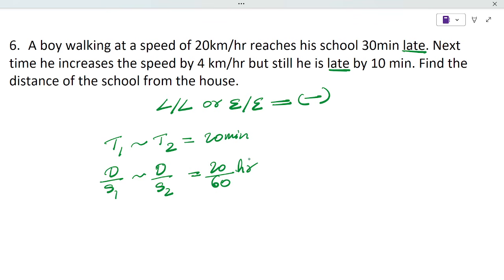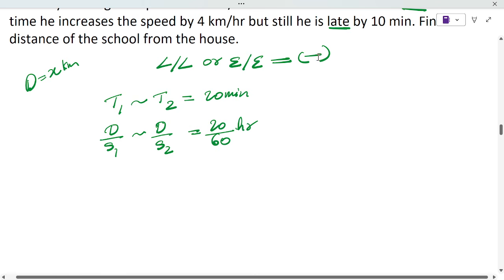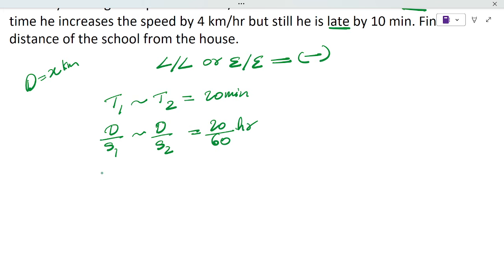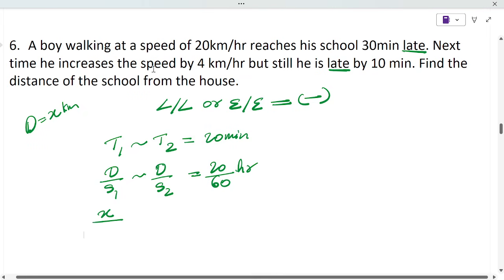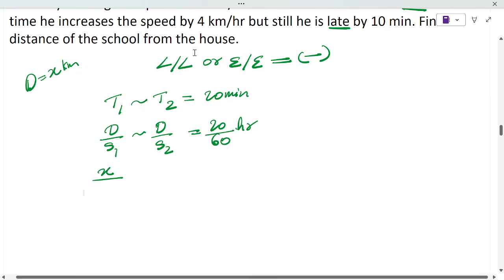Let's assume the distance is equal to x kilometer again. No harm there. So this distance x, at the first speed, the boy is walking at a speed of 20 km per hour. So the speed is 20 km per hour, and the distance again is x kilometers.